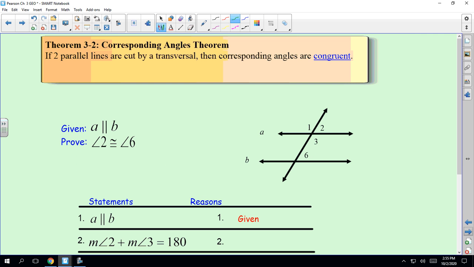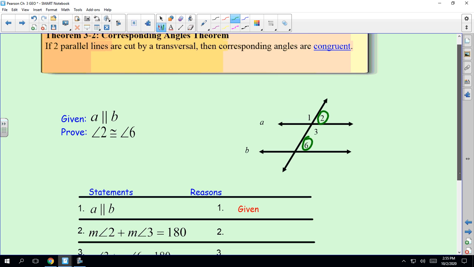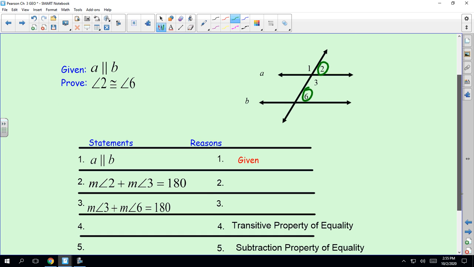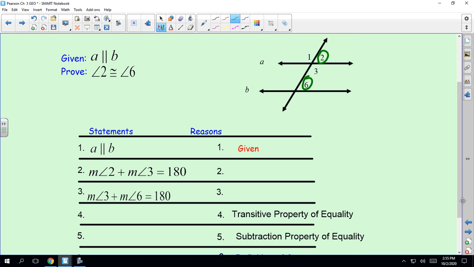Right, corresponding angles theorem, we're going to prove this one as well. It says if two parallel lines are cut by a transversal, then corresponding angles are congruent. Corresponding angles would be angles like 2 and 6. They are in this top right position around their vertex. So we're going to go ahead and prove that 2 and 6 have to be congruent given only that the lines are parallel. This will go similar to the last proof.